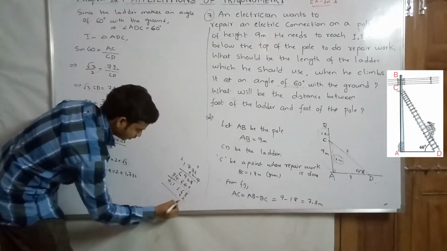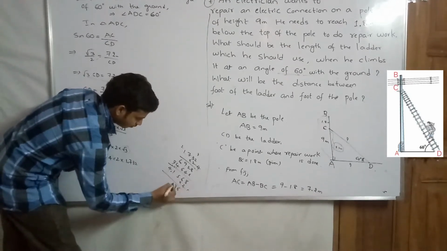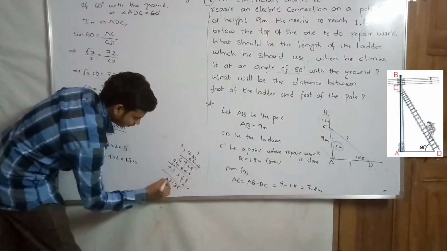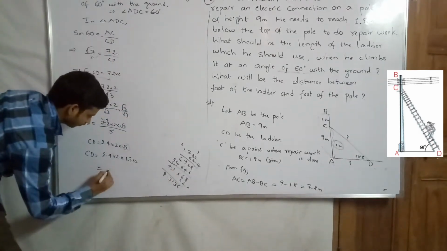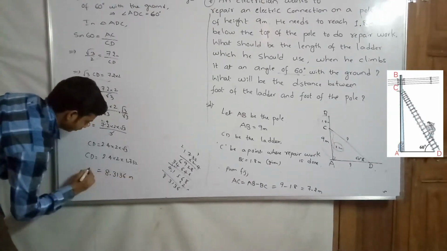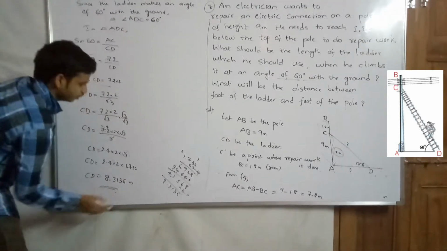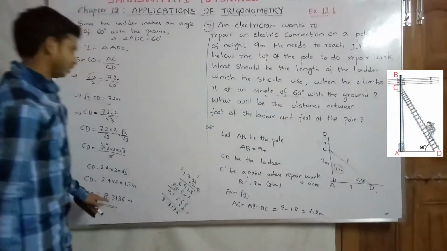So that means 2 8s are 16, 2 6s are 12 plus 1 is 13, 2 5s are 10 plus 1 is 11, 2 1s are 2 plus 1 is 3, 2 4s are 8. So 8.3136 meters. So this is the length of the ladder. The length of the ladder CD is 8.3136.